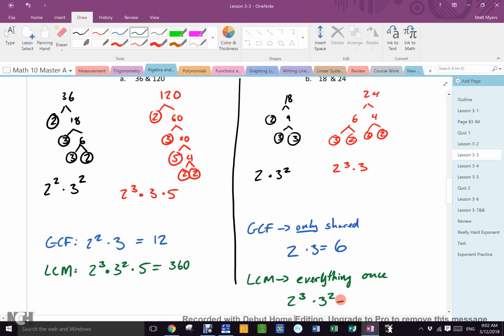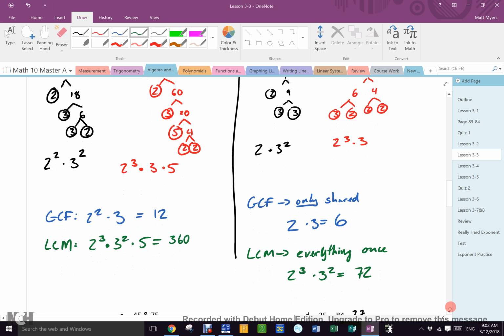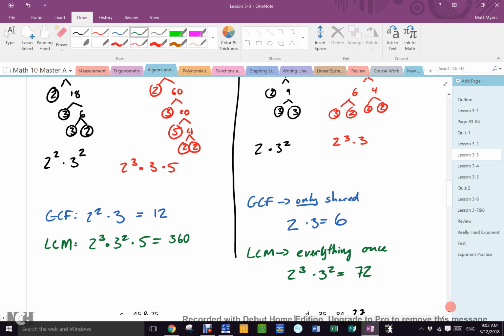3 squared. What is 2 cubed? 2 times 2 times 2. 8. What is 3 squared? What is 8 times 9? 72. Is everybody good? And indeed, 18 times 4 is 72. And 24 times 3 is 72. So it works. Is everybody good?